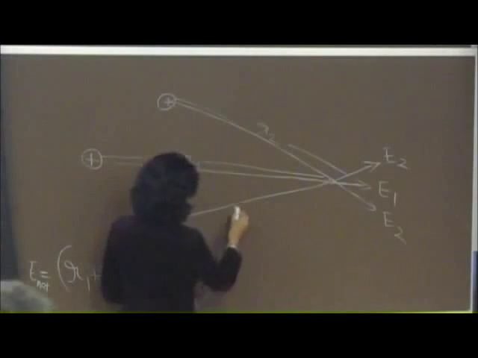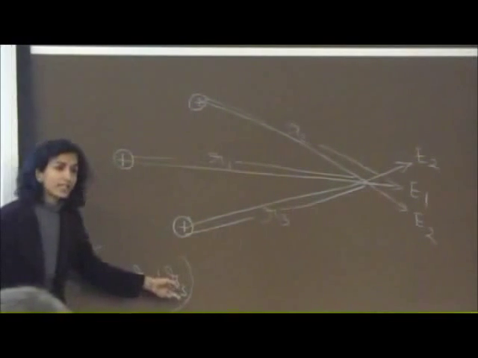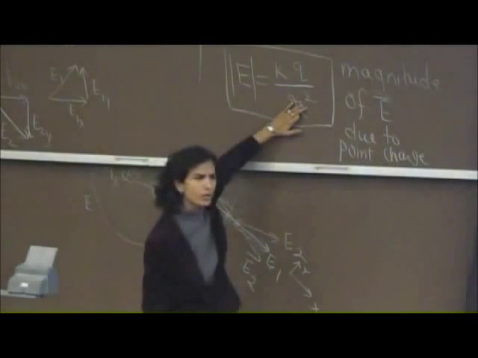Sorry. We are not trying to add up 3 distances here. What we are trying to do is calculate an electric field which depends upon 1 over r squared. Do you see what I'm saying?